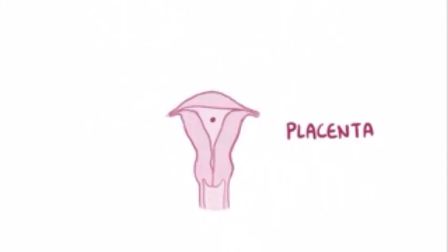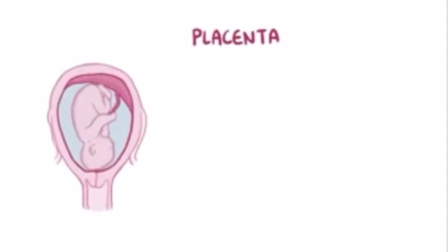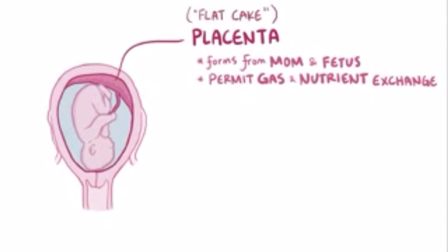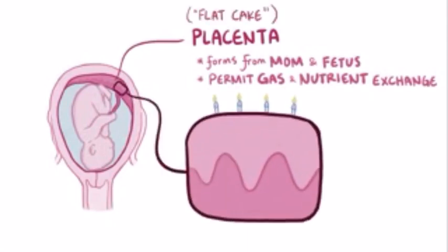Now, the placenta forms where the embryo attaches to the uterine wall, and it's a unique organ because it develops from both the mom and the fetus, and its job is to permit gas and nutrient exchange between them. The word placenta literally means flat cake, so picture it as a cake with two layers, the maternal layer and the fetal layer.